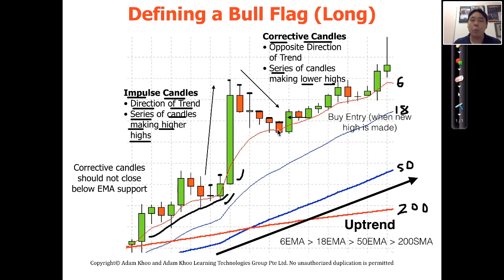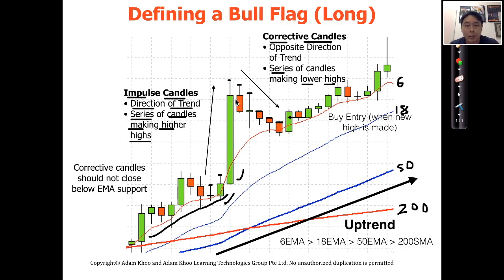Okay. Now the question is, when do you get in? Now you're waiting to get in the moment you see that one of the highs is breached. That means once you see a candle making a new high, you enter the moment a new high is made. But you have to wait for the corrective candles to go towards that surfing wave, either the 6 or the 18. So in this case, you can see that it's surfing the 6 moving average. So you want to see the corrective candles going to the 6 moving average. If it doesn't reach the 6 moving average, you do not enter yet.